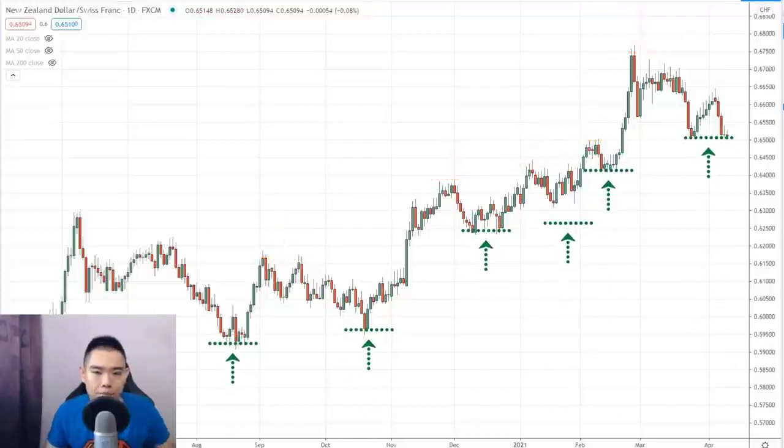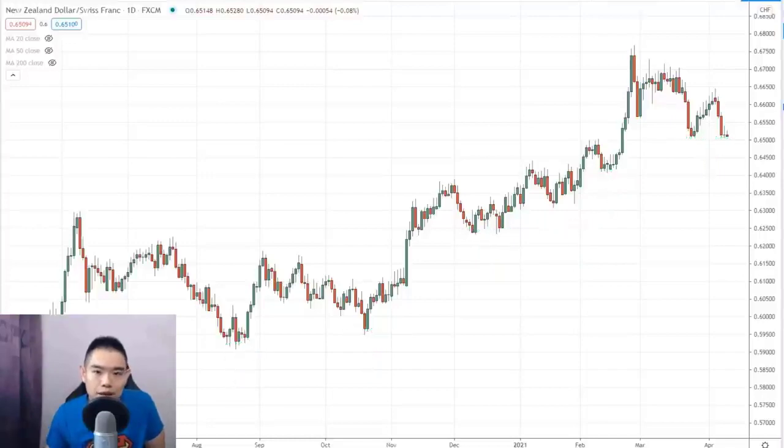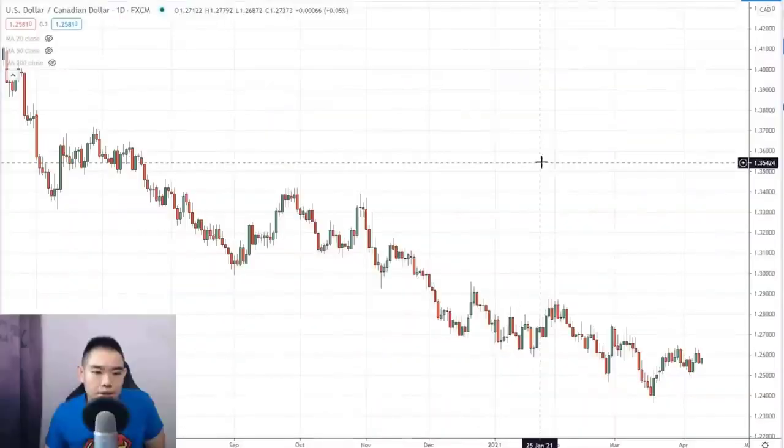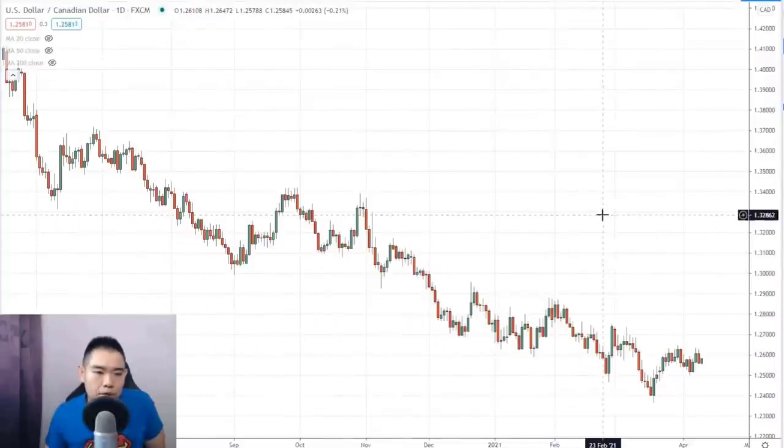It's in an uptrend. And if a currency pair, if a market is in an uptrend, what should you be doing? Looking for buying opportunities or selling opportunities? I'm sure you got the answer. Okay, so let's have a look at another one. Dollar against Canadian.